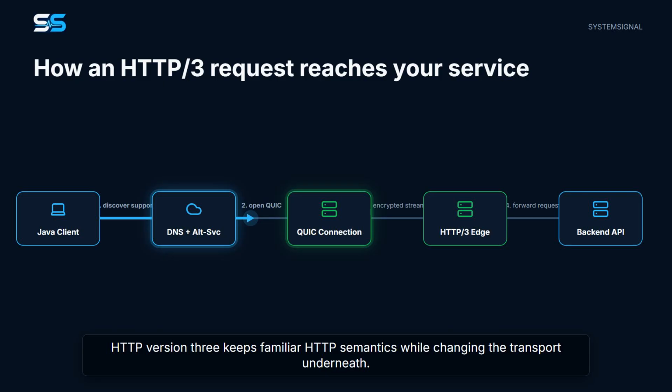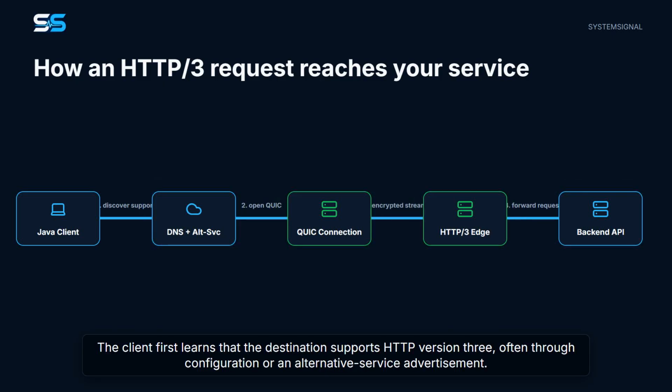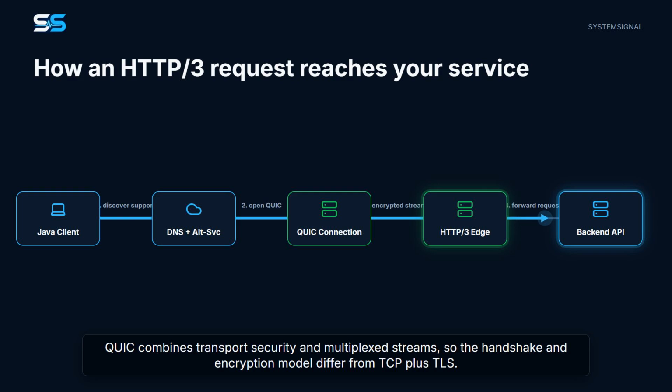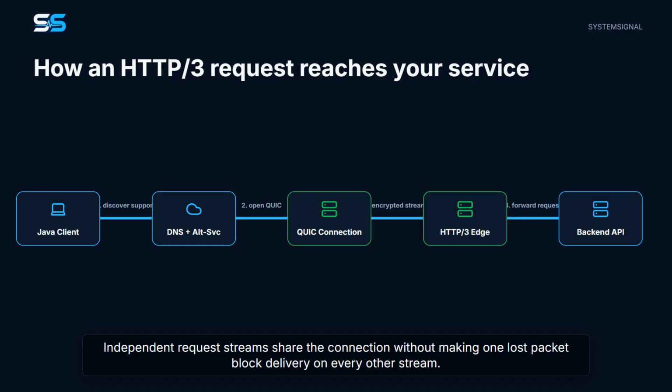HTTP version 3 keeps familiar HTTP semantics while changing the transport underneath. The client first learns that the destination supports HTTP version 3, often through configuration or an alternative service advertisement. It then creates a QUIC connection over UDP. QUIC combines transport security and multiplex streams, so the handshake and encryption model differ from TCP plus TLS. Independent request streams share the connection without making one lost packet block delivery on every other stream.